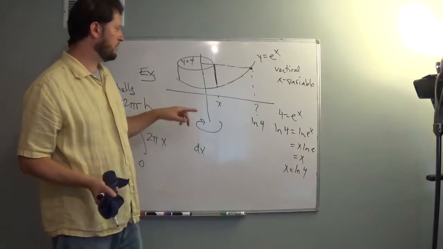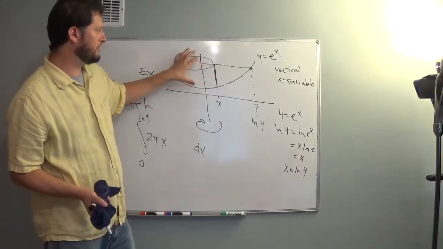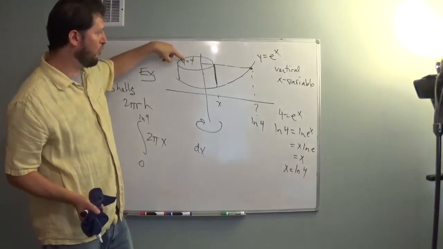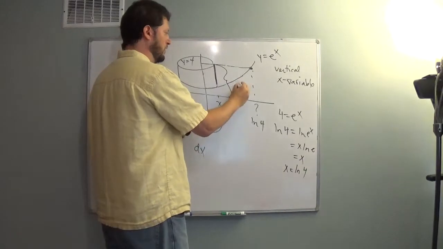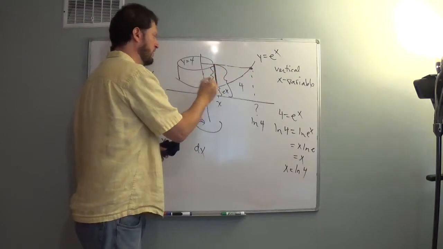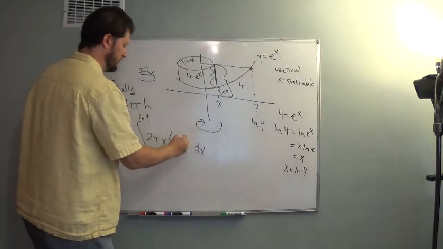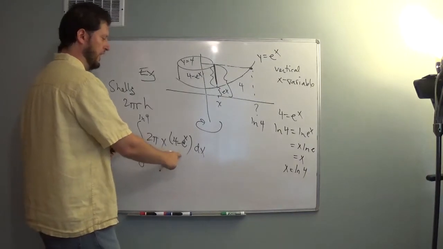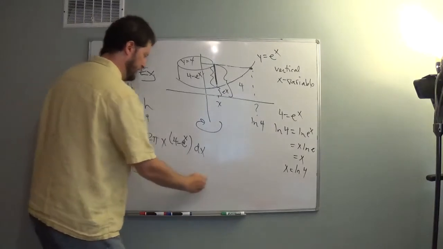And the height, this is the one where we have to be a little careful. The height is not the function. E to the x is not the height of the cylinder. E to the x is the height to here. What we actually need is the total height of 4 minus the function value. This is 4. This is e to the x. So the height is 4 minus e to the x. Two pi r h integrated with respect to x. And that's the answer.